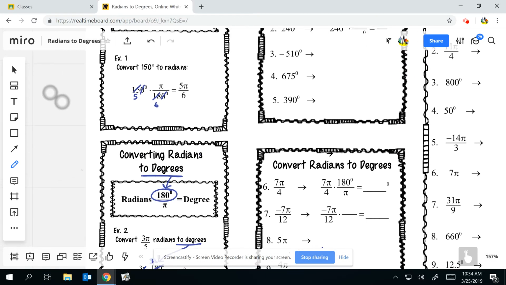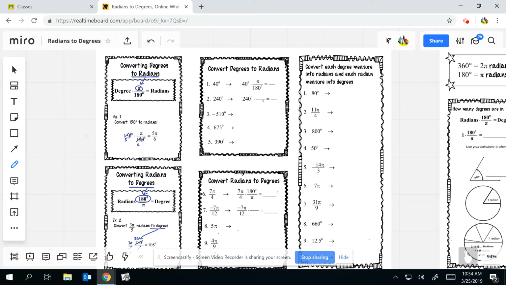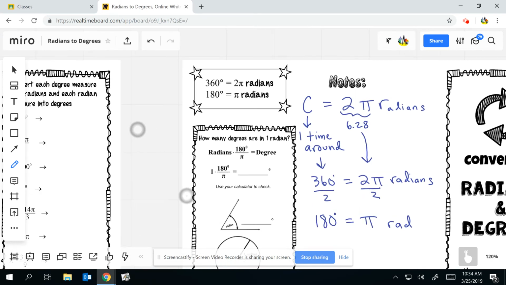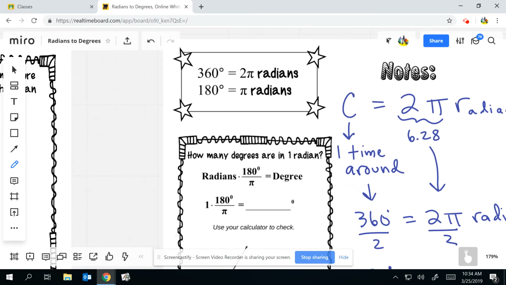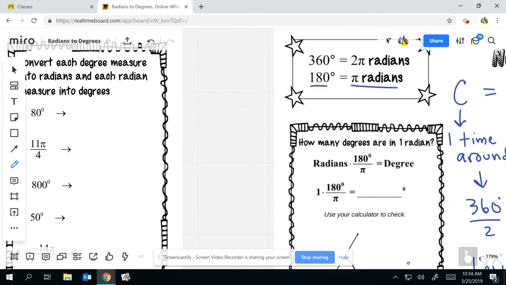If you were to look at your backside, your last page, right there, you see it again. 360 is the same as 2 pi radians. So if I divide them both by 2, you're going to get 180 is going to be the same as pi radians. 180 is pi radians.